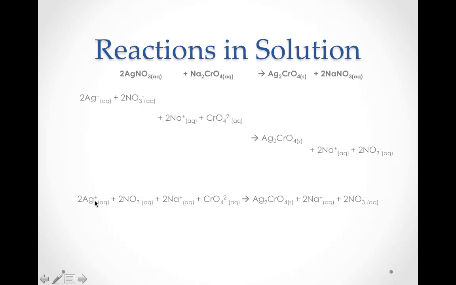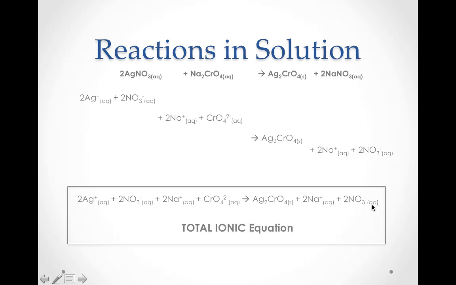So here we have 2Ag+ (aq) plus 2NO3- (aq) plus 2Na+ (aq) plus CrO4 2- (aq) yields silver(I) chromate (solid) plus 2Na+ (aq) plus 2NO3- (aq). And this right here is a total ionic equation. It takes our overall balanced equation and separates anything that's in the aqueous form into its respective dissociated ions. If it's in the solid state, it remains as is.